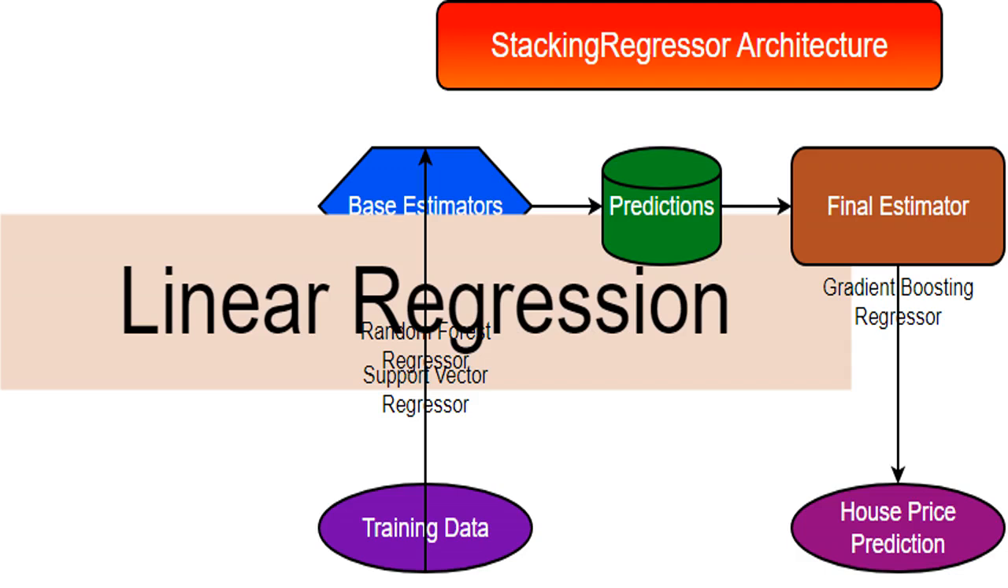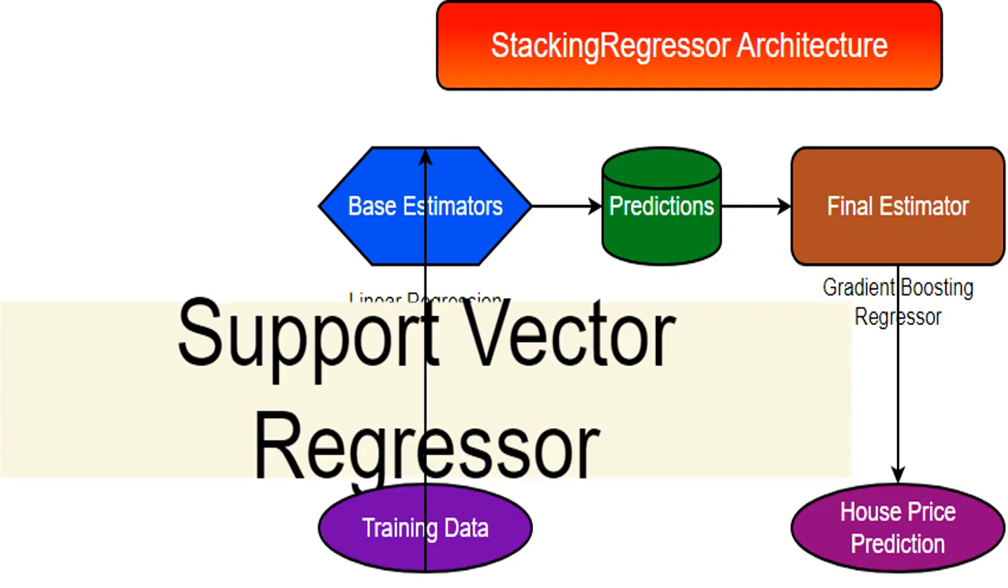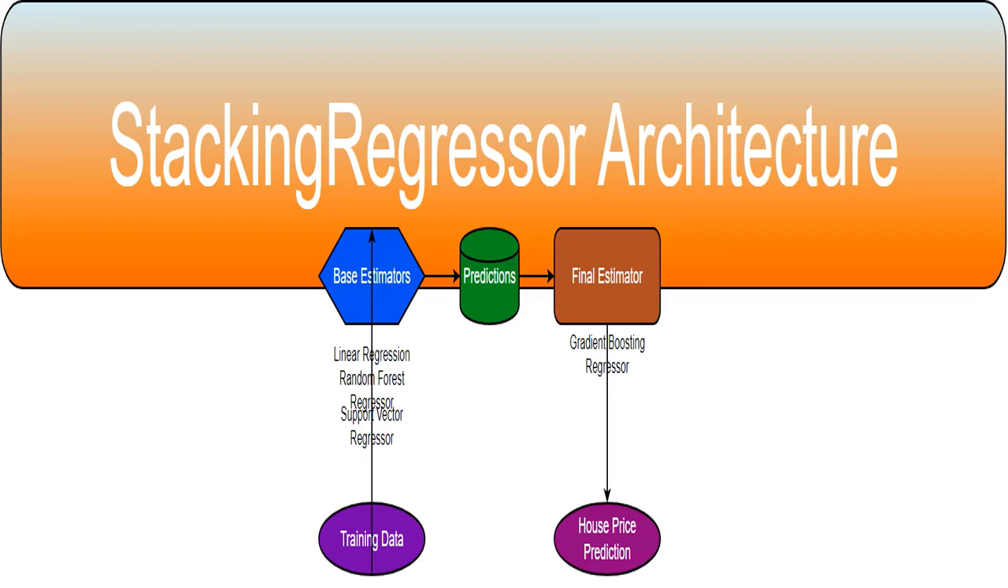This is a simple, yet effective, model that tries to find a linear relationship between the features and the house prices. This model uses multiple decision trees to make predictions, averaging their results to get a more robust and less prone to overfitting prediction. This is a powerful model that uses support vectors to define a hyperplane that best fits the training data to make predictions.